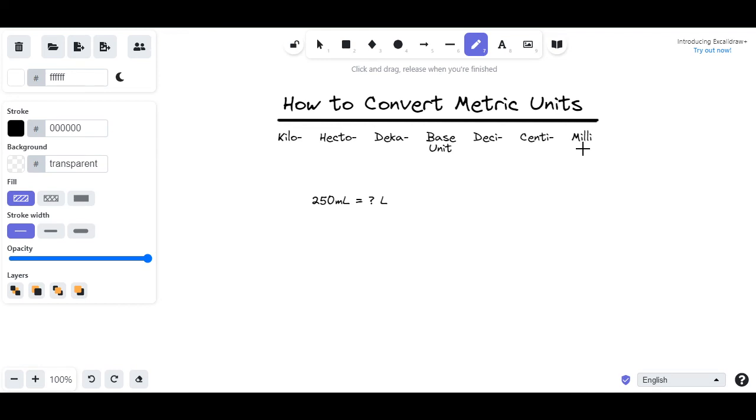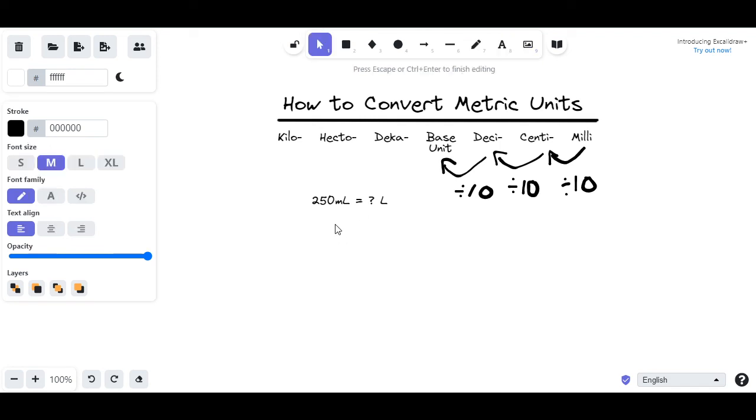We're going to go from right to left this time. That's 1 time, 2, and 3 times. But now, because we're going from small to big, we're going to divide by 10 each of those times. So that means I'm going to divide by 10 3 times. Okay, and when I take 250 divided by 10 3 times, I end up with an answer of 0.250 liters.